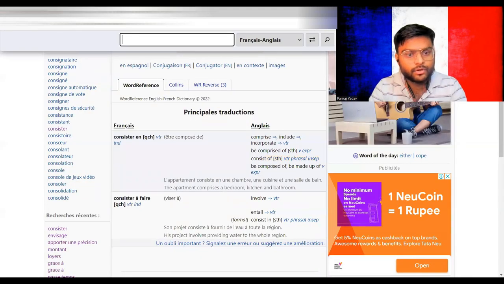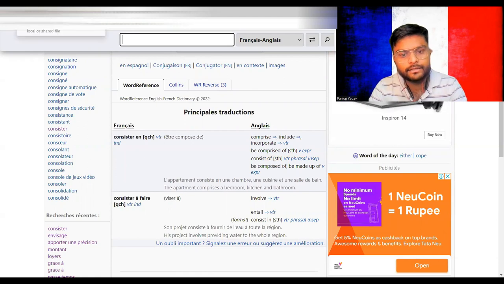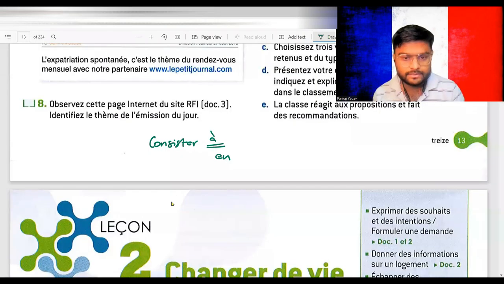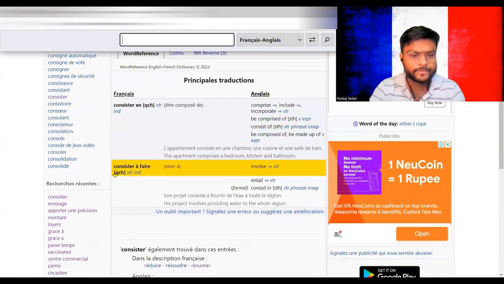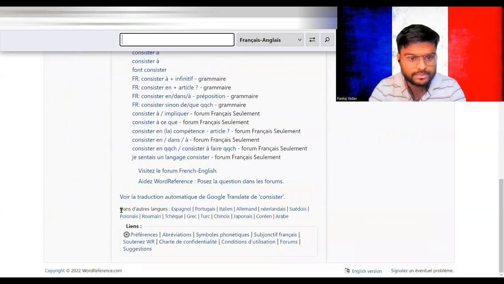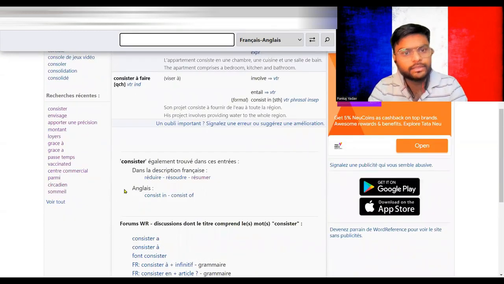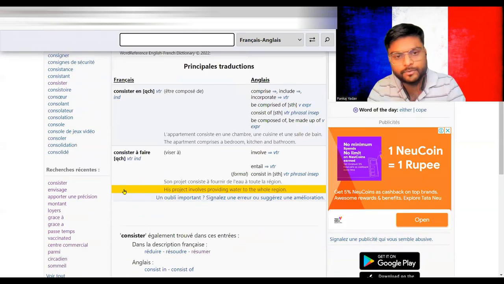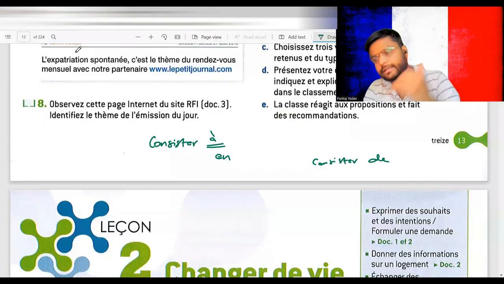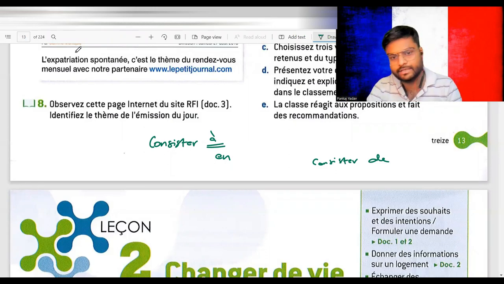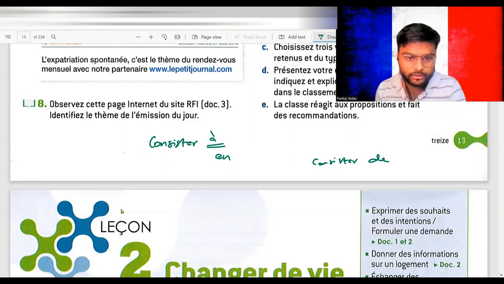All right. So always remember, never say things like "consiste de." If it's not available here, it means that consiste de doesn't exist. If you write consiste de, you will end up losing marks in your TEF, TCF, TELF, TALF exams. So what you can always use is consiste à and consiste en.